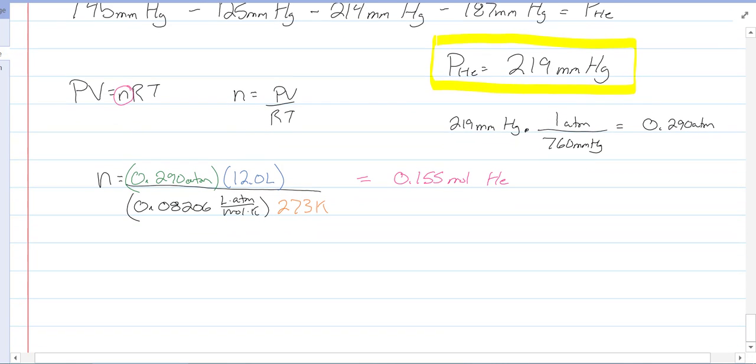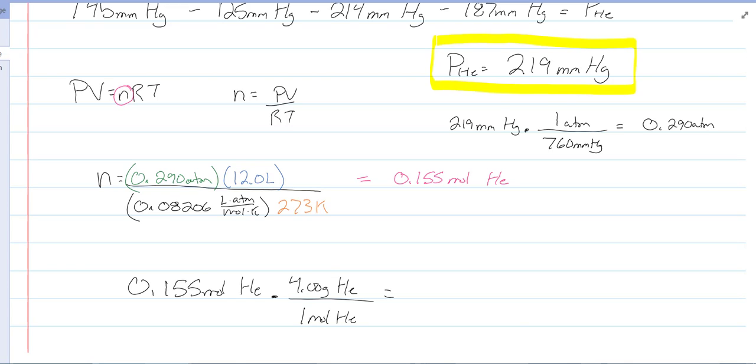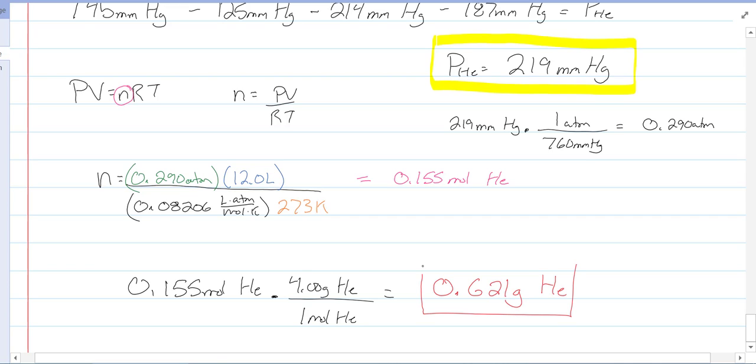It wants the mass. Okay? So we'll take our 0.155 moles of helium. We know 1 mole of helium is 4.00 grams of helium. And so that will give us 0.621 grams of helium. And that's where we usually stop.